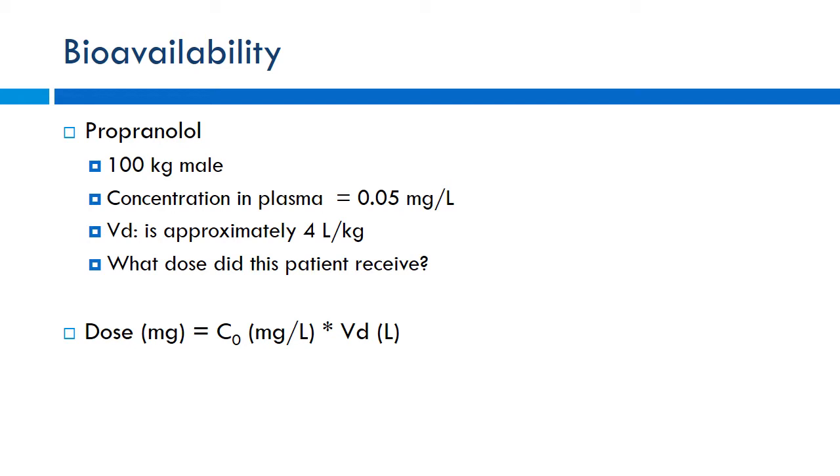Okay, so we get a value of 20. That means that's what was actually in the systemic circulation. So based on the fact that we know that only 25% of that made it through the GI tract, we can say, okay, we're going to divide that by 0.25. We end up getting a dose that the patient receives of 80 milligrams.